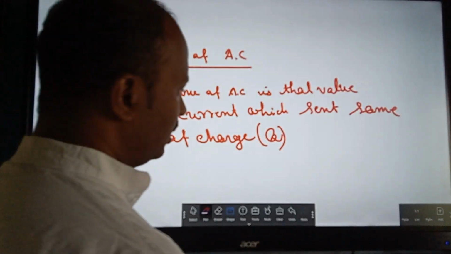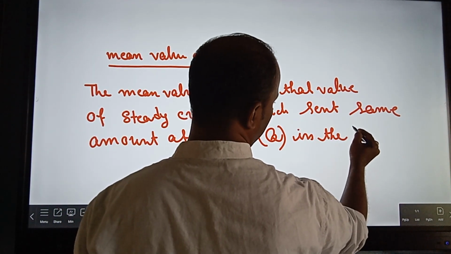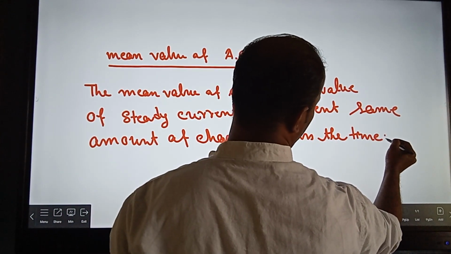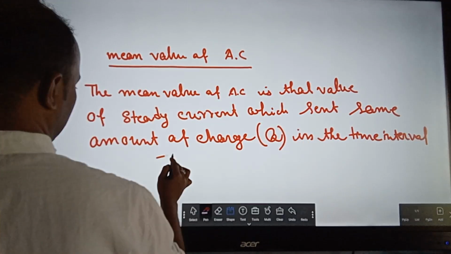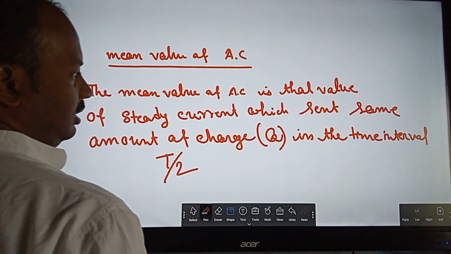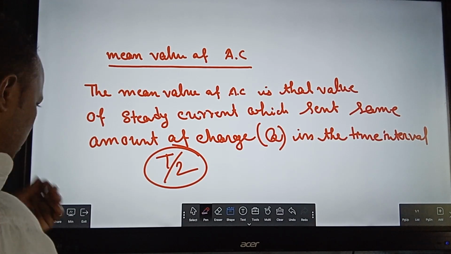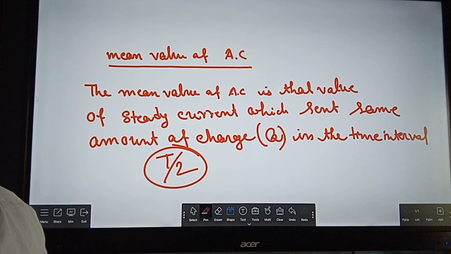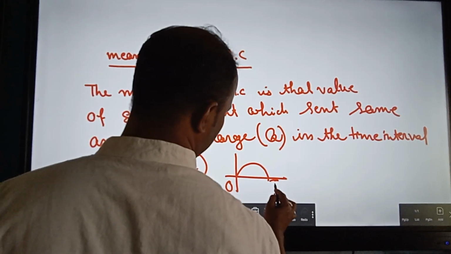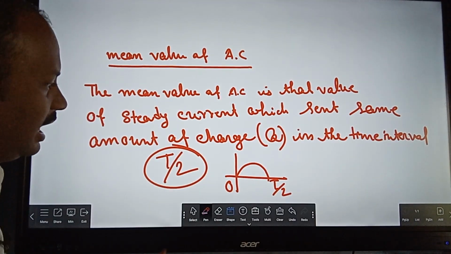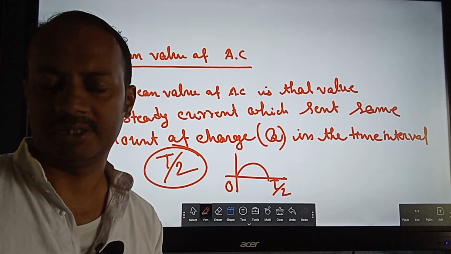Same amount of charge means Q in the time interval. In the time interval what? This is T by 2. T by 2 means we can take that this is a half cycle. For the alternating current, T by 2 means this is the half period of that system.